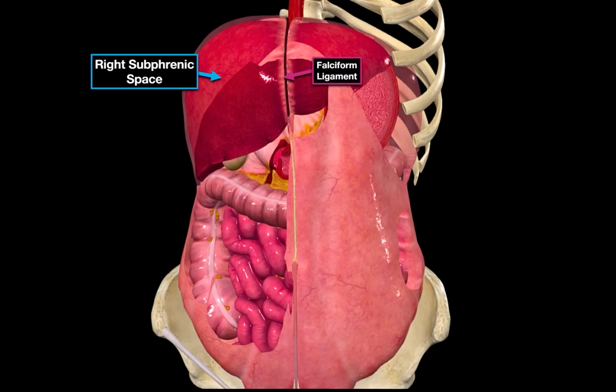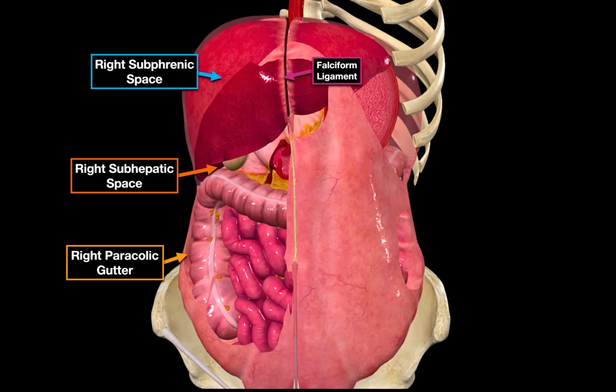Now, this space is not isolated. It communicates freely with the right subhepatic space below the liver, and inferiorly, it communicates with the right paracolic gutter running down the flank. Why does this matter clinically? Because infections from the lower abdomen, for example a ruptured appendix, or blood, can track up the right paracolic gutter and end up in the subhepatic or subphrenic spaces. This can, for example, form a right subphrenic abscess. Make sense? Now, let us move to the left side.